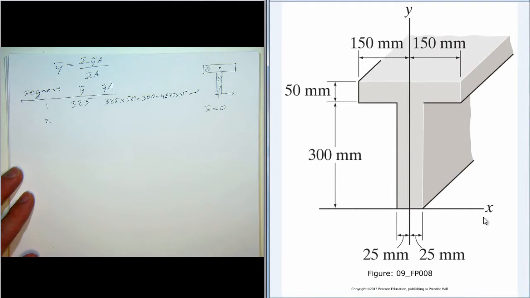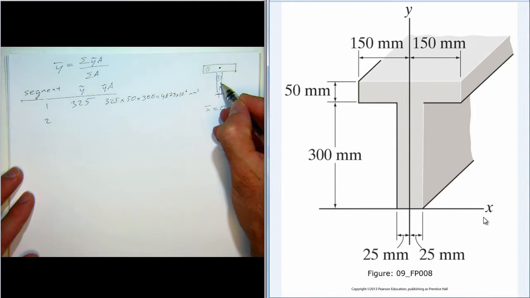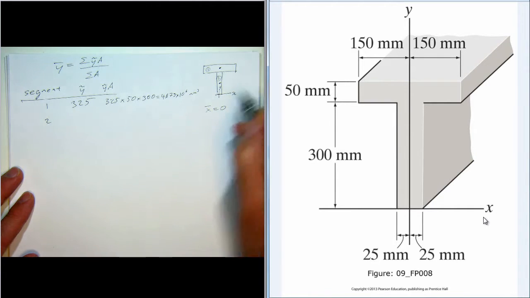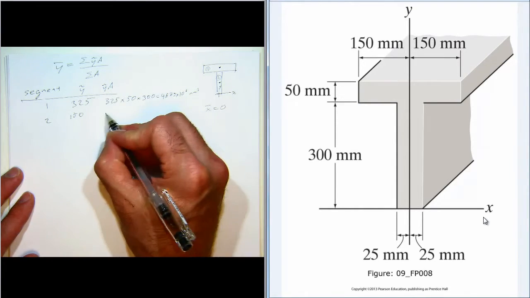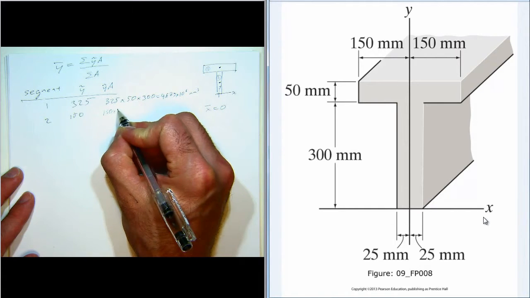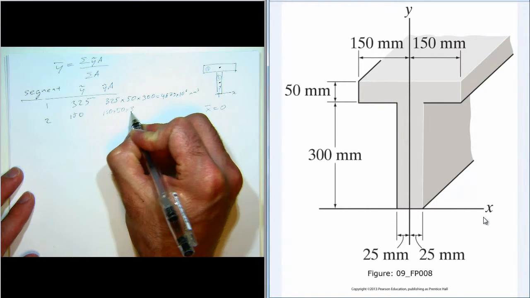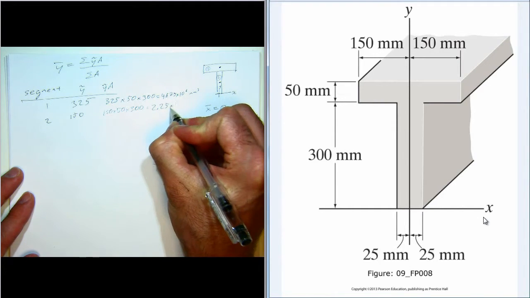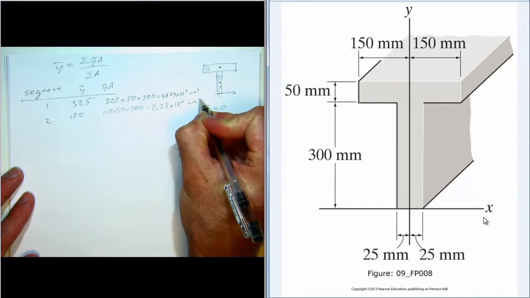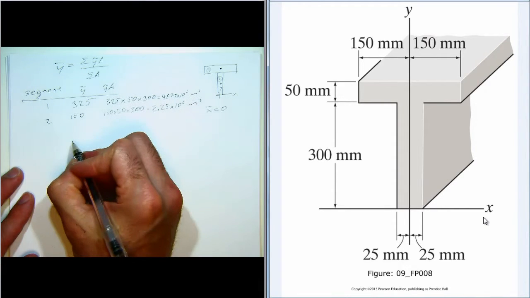And the second segment has y tilde of 150, and its area is the same, 300 times 50. So y tilde times a for that is 150 times 50 times 300, and that is 2.25 times 10 to the 6 millimeters cubed.